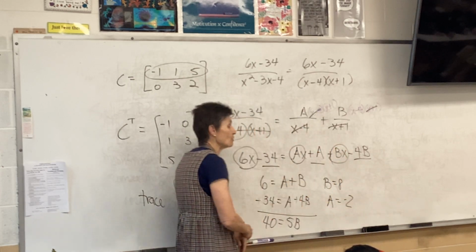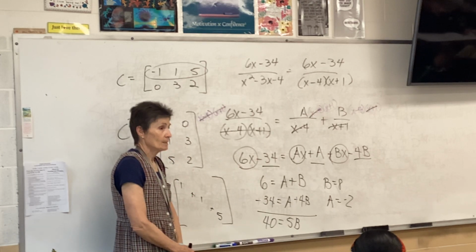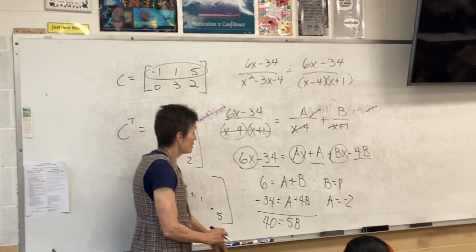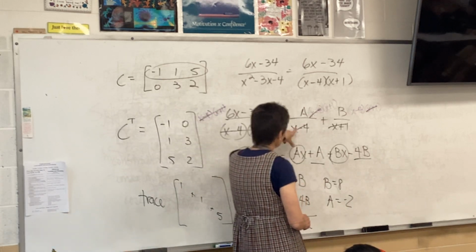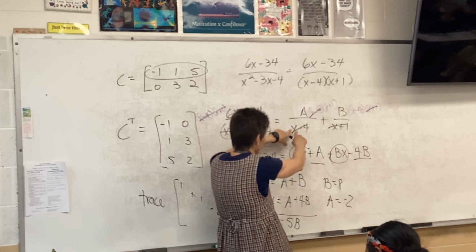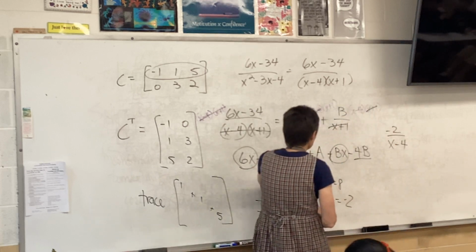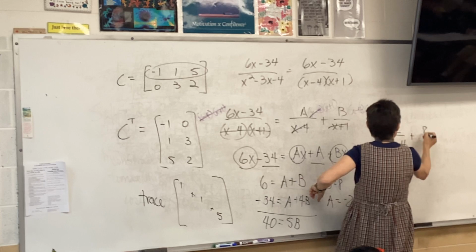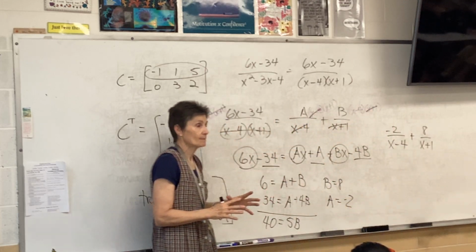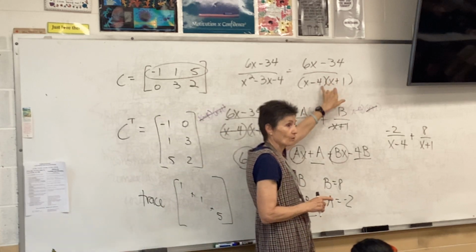Now I want you to listen to me carefully. That is not the answer to the question. You have to make them fractions. So, the way I set my problem up, -2 goes over the x minus 4, and the 8 goes over the x plus 1. Now, the reason that's a big deal is, when I factored this, I factored it in this order.